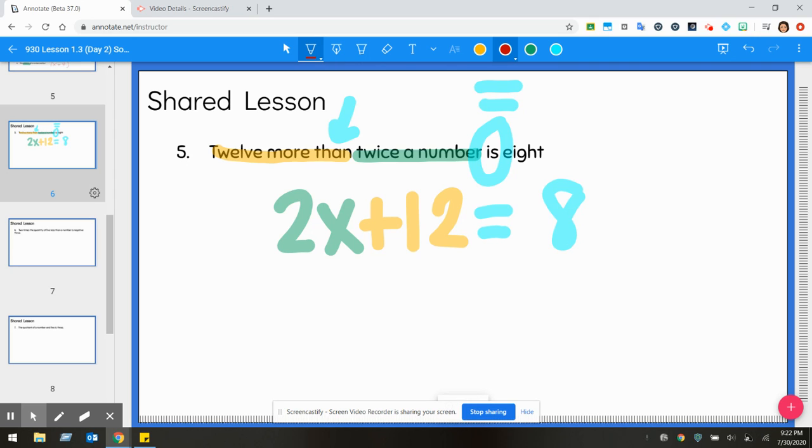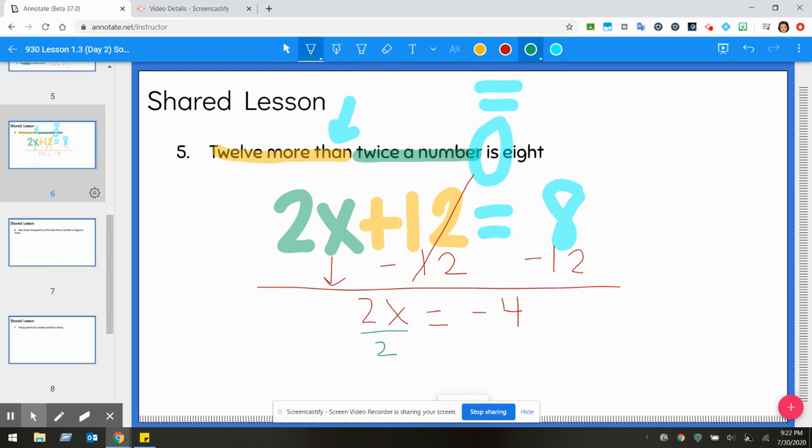So again, my goal is to isolate the variable. So in order to do that, I'm going to subtract 12 from both sides. 2x goes ahead and drops down. 12 minus 12, that cancels out, equals 8 minus 12 gives me negative 4. So right now 2 is being multiplied by x. I need to undo that operation of multiplication. So I'm going to go ahead and divide both sides by 2. 2x divided by 2 is just 1x, or x equals negative 2. And that is my solution. So I'm going to go ahead and circle and box that.